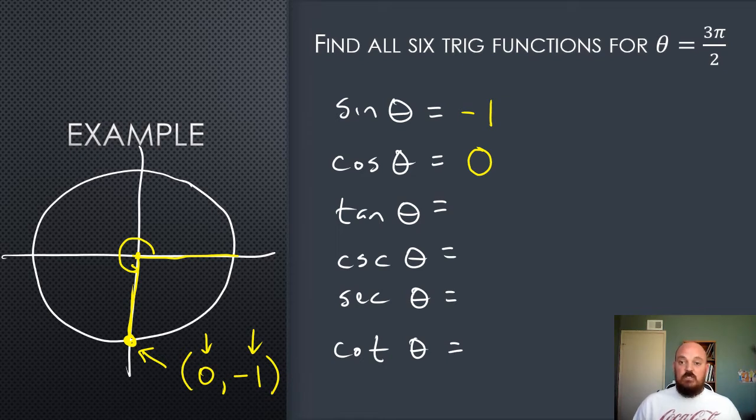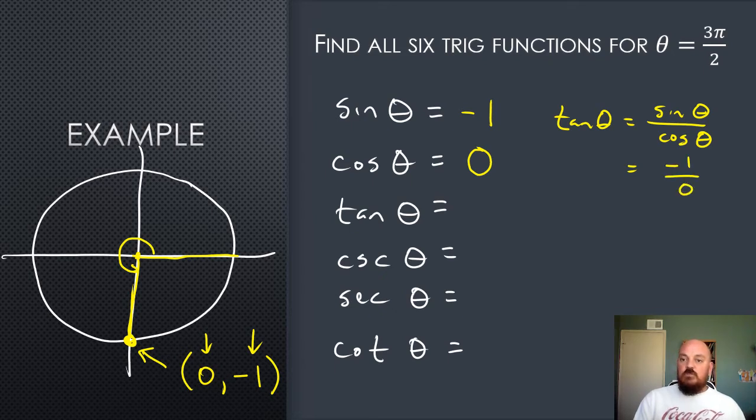Now for tangent, we're going to do sine over cosine. Sorry, I was getting switched up with tangent and cotangent. Tangent is sine over cosine. In fact, I'll even write it out. Tangent theta equals sine theta over cosine theta. Now, using your answers straight from the table, that would be -1 over 0. Now, dividing by 0 gives you undefined. So tangent theta for this angle is actually undefined.